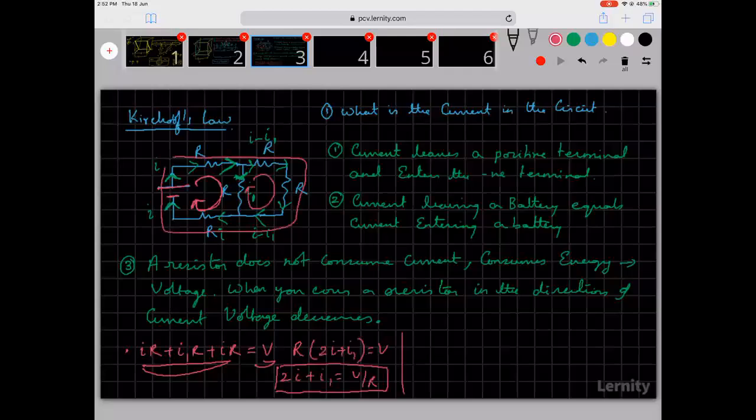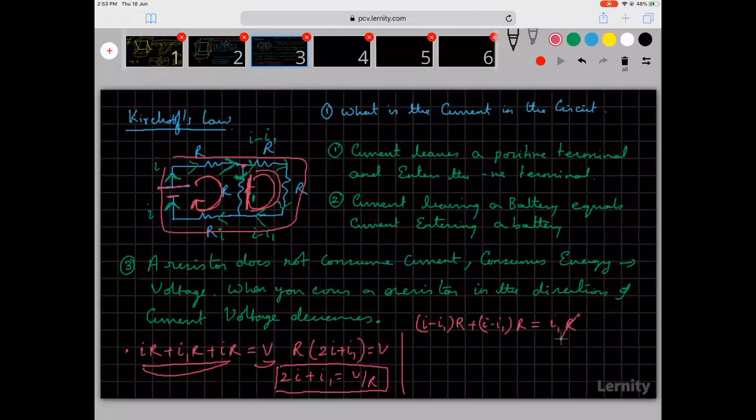So I will start from here. I minus I1 into R plus I minus I1 into R. Now you see here I am going in the direction of current, so I am losing. Now when I'm going this way, I'm going against the direction of current, so I'll be gaining. So loss is equal to gain. What is the gain? I1 into R.